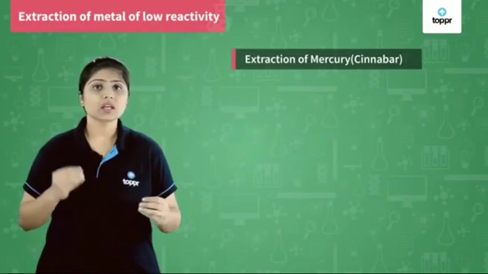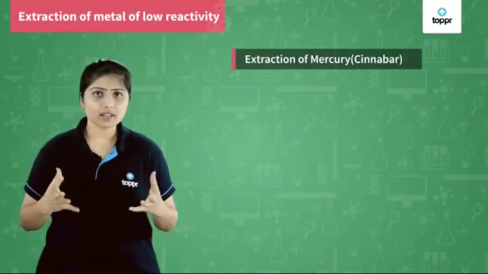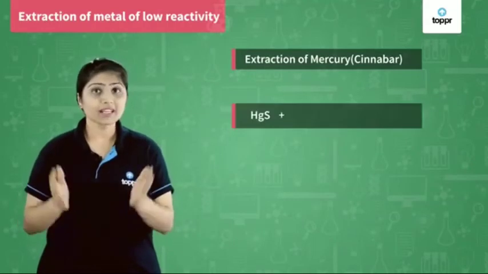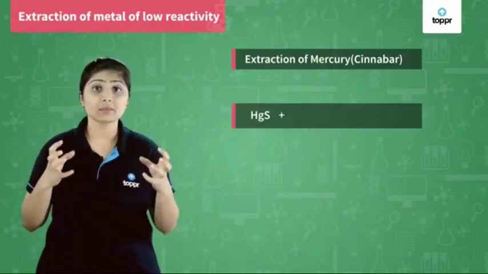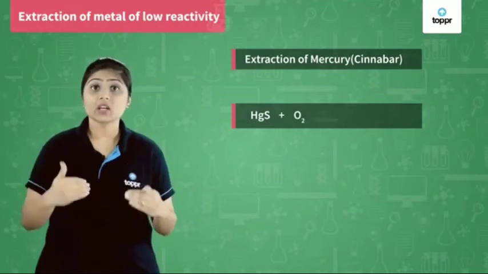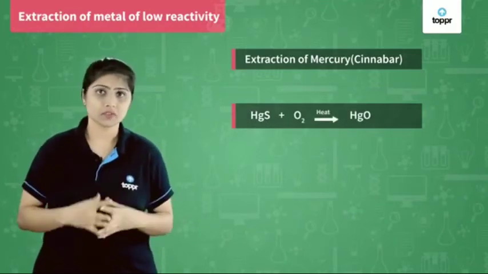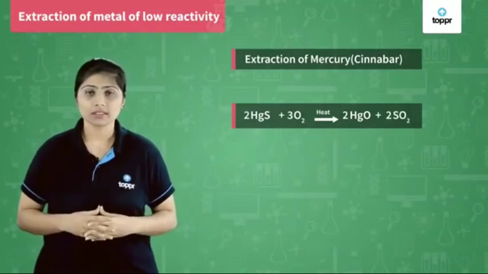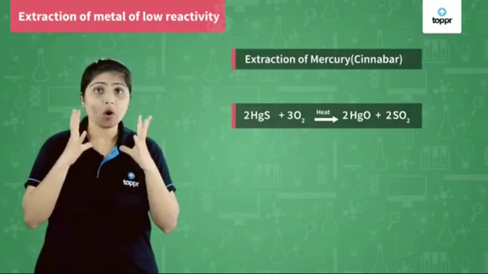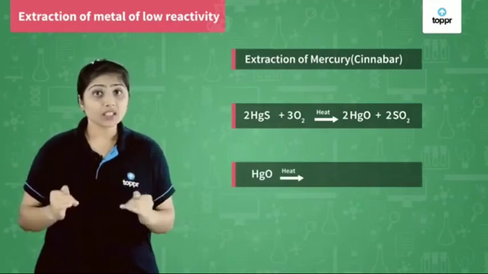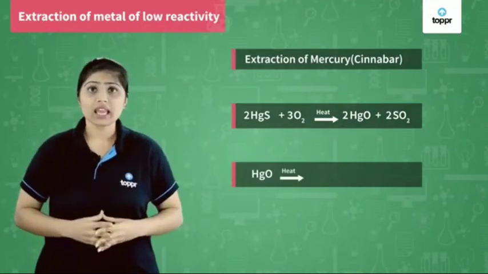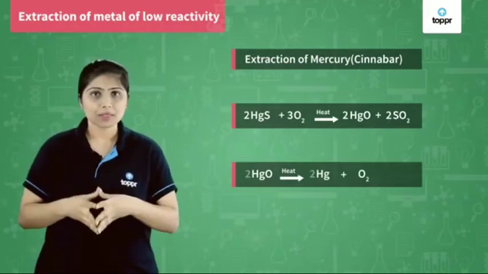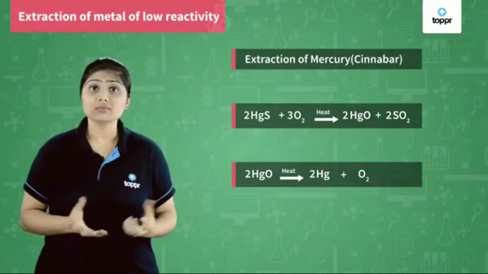Let us begin seeing how mercury is extracted from its ore. Now, metals with low reactivity can be extracted from their ores just by heating. So, mercuric sulfide is heated in the presence of oxygen. It converts to mercuric oxide first, and in this process sulfur dioxide gas is also given out. And then this mercuric oxide which is obtained is further heated in limited oxygen and it forms mercury and oxygen. That means from mercuric sulfide, oxygen is removed.